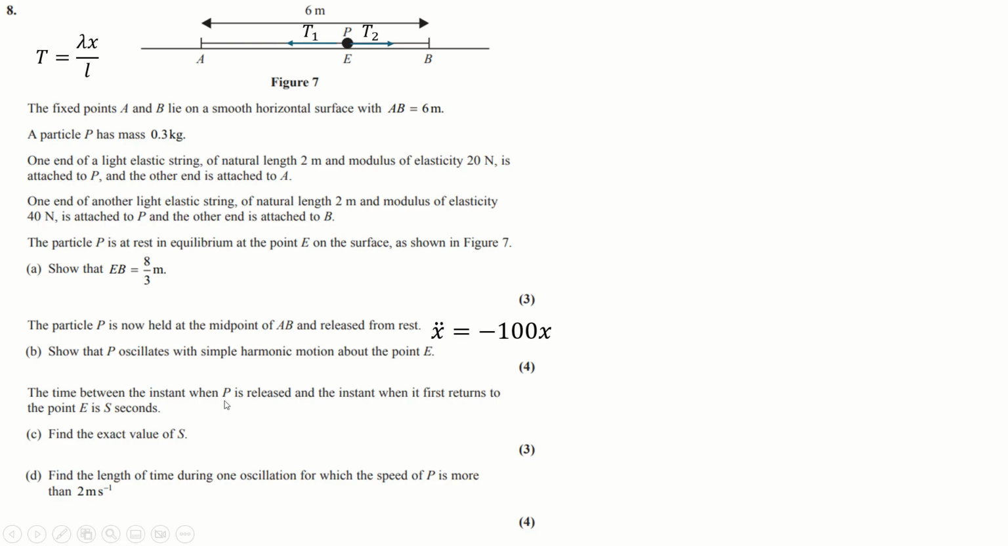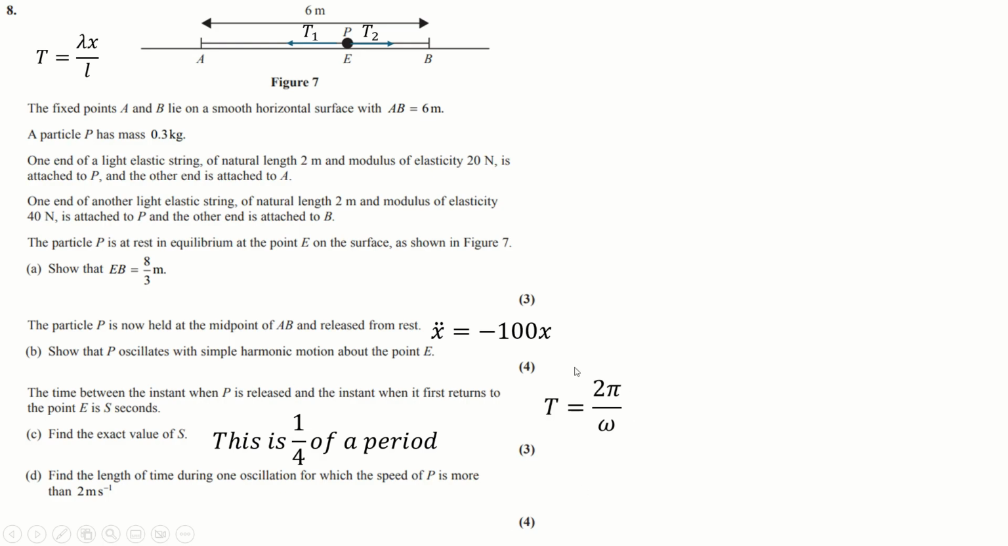Anyway, the time between the instant P is released and it returns to point E is s seconds. Now, let's go back to this. It's released from the midpoint of AB. So that's the furthest to the left it will ever be. It will initially go towards here, then down here, then back here, and then back here again, and that'll be a whole period. If it goes from here to here, that's the middle point, to here, to here, then just here to here is just a quarter of that whole thing, right? 1, 2, 3, 4. So what we're looking for is a quarter of a period.